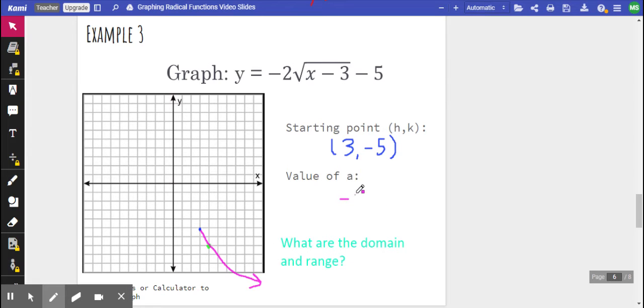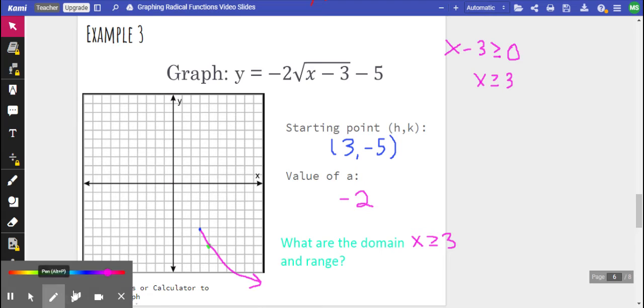And that is because our value of a is -2. And then our domain, we'll think about the -2 is not really going to affect because it's the dilation. We're still starting at the same place. So if we knew that x minus 3 had to be at least 0, well, that means we know that x is going to be at least 3. And you can see on the graph that our domain is starting at 3. So it's definitely going to be at least 3, or x is greater than or equal to 3.